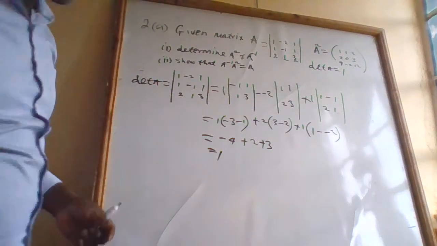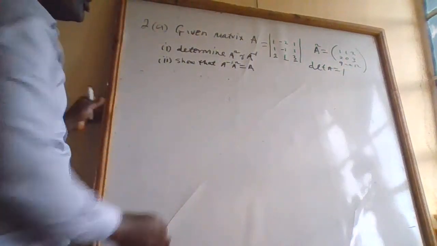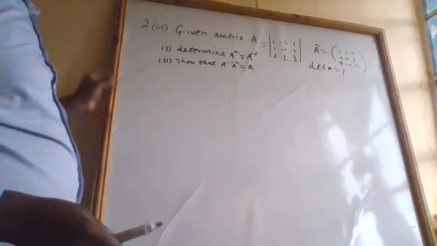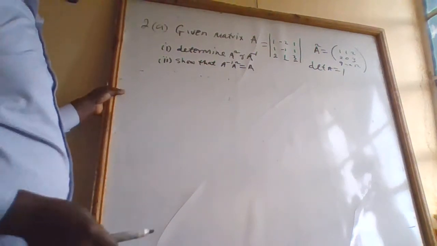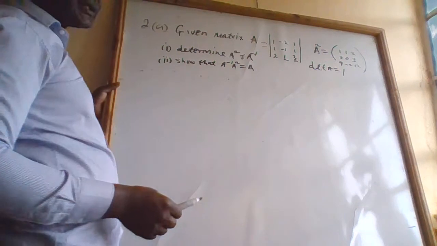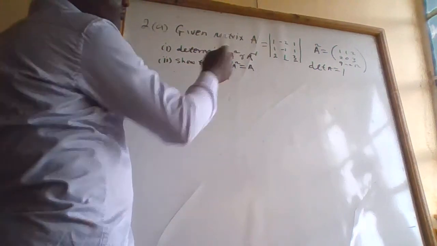Determinant of matrix A equals 1. After getting the determinant, we now get the matrix of cofactors of the elements of A.